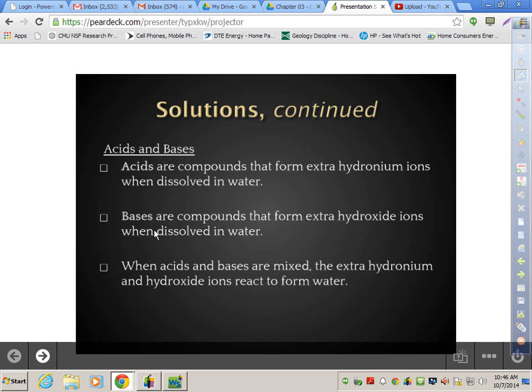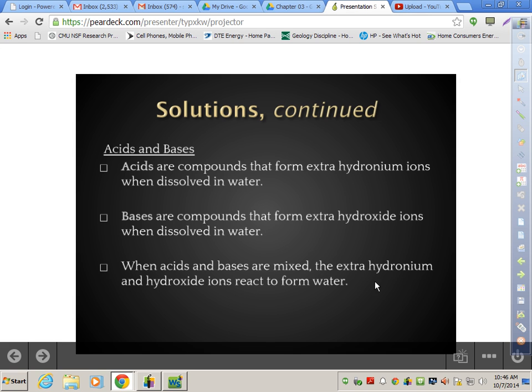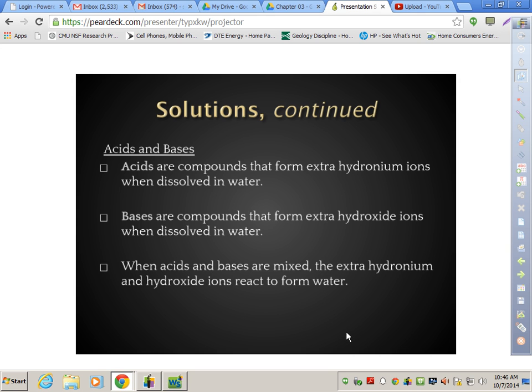So acids are compounds that form extra hydronium ions when dissolved in water, and bases are compounds that form extra hydroxide ions when dissolved in water. When acids and bases are mixed, the extra hydronium and extra hydroxide ions react to form water. So if I add an equal acid to an equal base, they will neutralize.